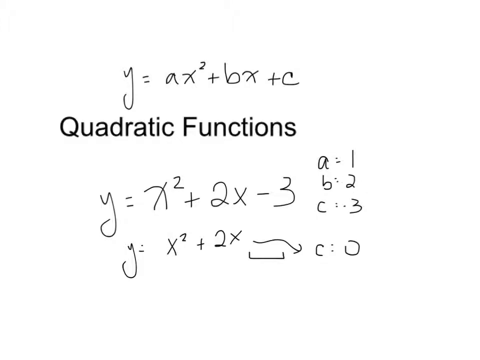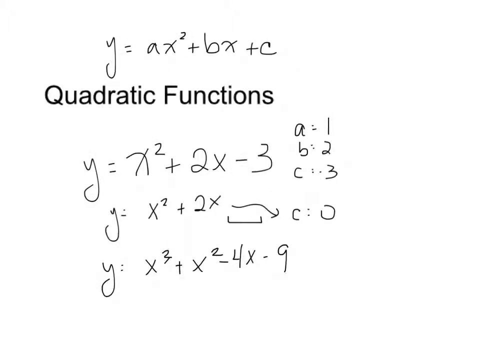Next, look at this one. Y equals x cubed plus x squared minus 4x minus 9. Because this has a cube, this is not a function. And I use capital F lowercase n to say function, okay? Not a function. It's got to be in this form. Notice there is no x cubed here, all right?